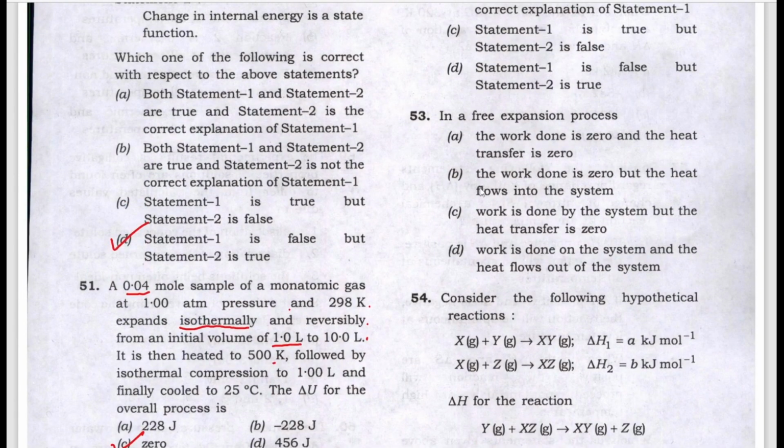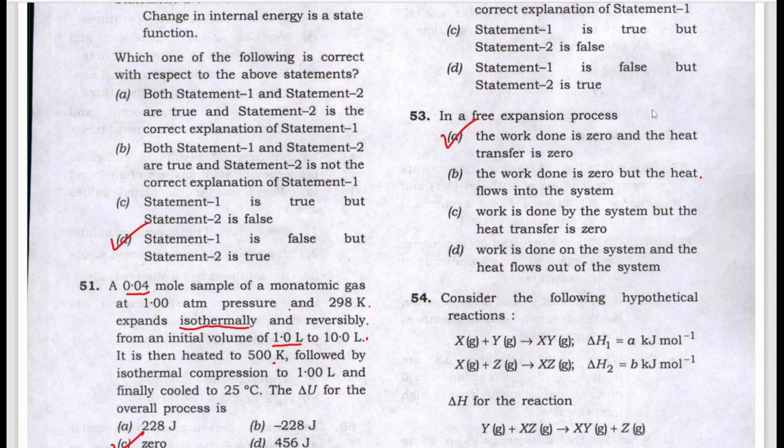In the 53rd question: in the free expansion process, the work done is zero and the heat transfer is zero. Or, the work done is zero, but heat flows into the system. Or, the work is done by the system, but heat transfer is zero. Or, the work is done on the system and heat flows out of the system. In these four options, the correct statement is A.